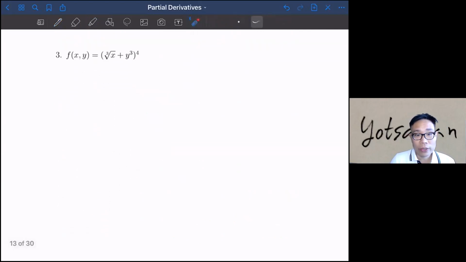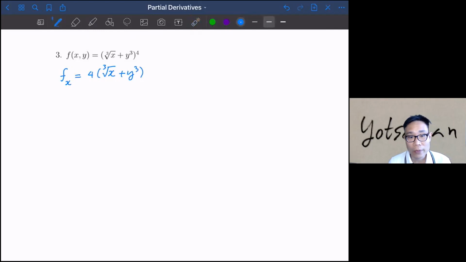For the third one, you have f(x,y) equal to the cubic root of x plus y to the third, raised to the fourth. So for this one, you're just going to have fx equal to 4 times the cubic root of x plus y to the third. Okay, sorry, I have to be slow. This one is your first one.